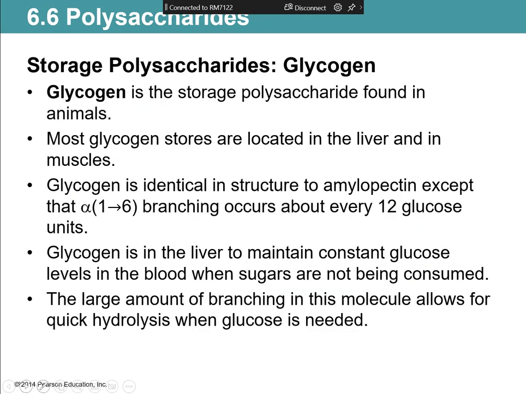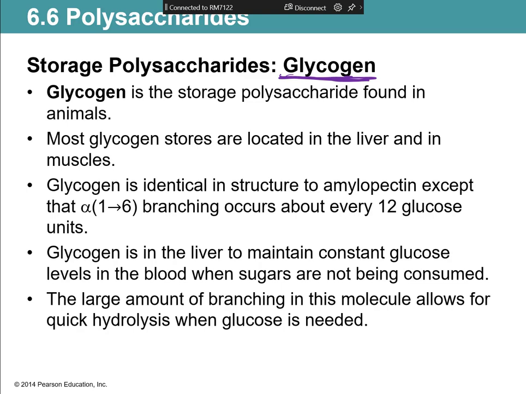So here's the other one. There's another digestible sugar, or polysaccharide, sorry, it's not a sugar. Another digestible polysaccharide, it's called glycogen. Glycogen, though, is not found in plants. Glycogen is found in animals. So starch is in plants, right? It's in the seeds of things, it's in grains.